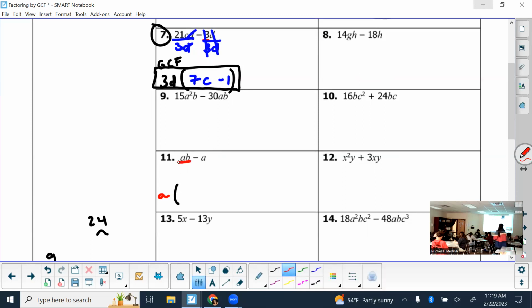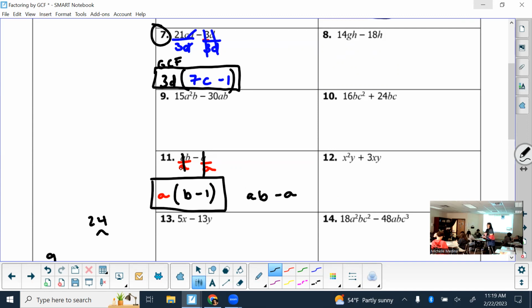And then inside is what we get from dividing each term by our GCF, A. We have the same thing on top and bottom here for the A's at least. So for the first term, I just have B. For the second term, A divided by A is 1. So then I have a -1. And then if I were to distribute, A times B is AB, A times -1 is -A. I do get the original problem.